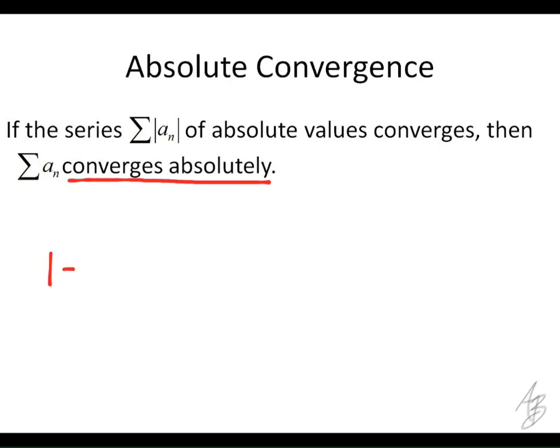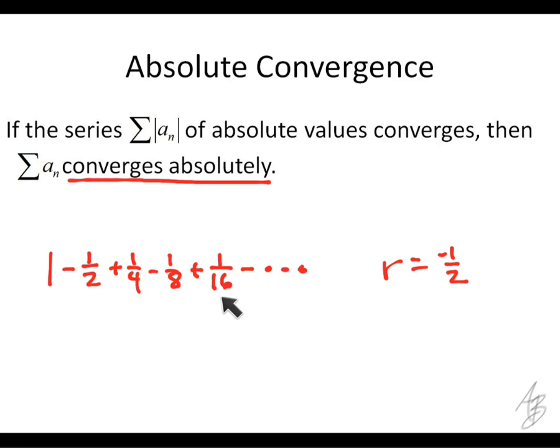Let's say we have the series 1 minus 1/2 plus 1/4 minus 1/8. You guys know what series this is? It's a geometric series, right? It's a geometric series with r equal to what? Negative 1/2. So is this series here going to converge or diverge? It's going to converge, right?